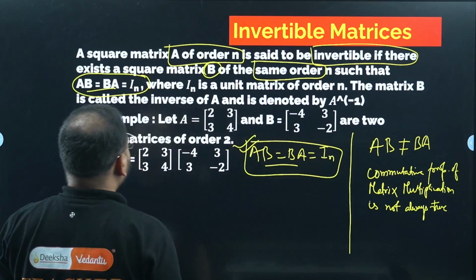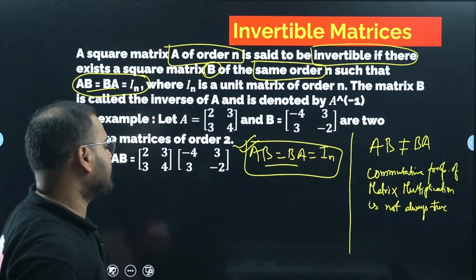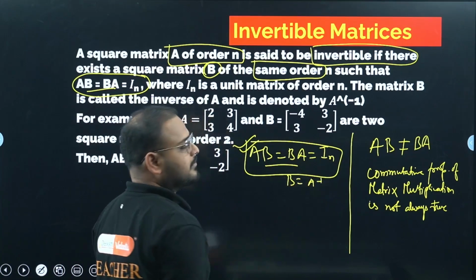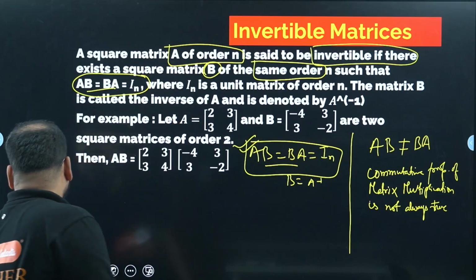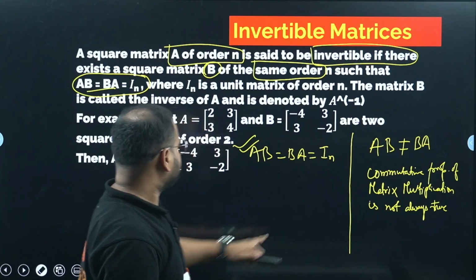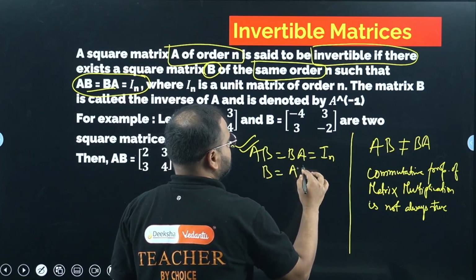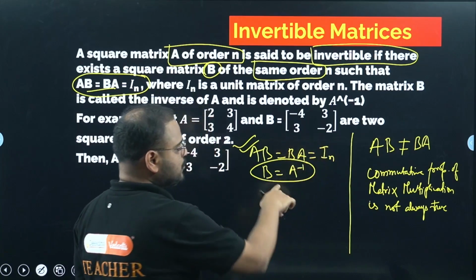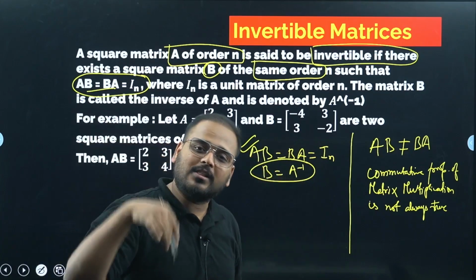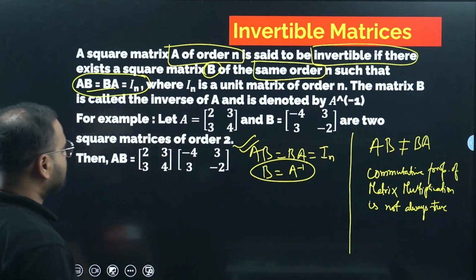I hope this is clear. Again, n is the order of the unit matrix. The matrix B is called the inverse, so B will be called the inverse of A. I'll write B as A inverse. If the first statement is true, then the second statement is valid, provided all the orders are the same.